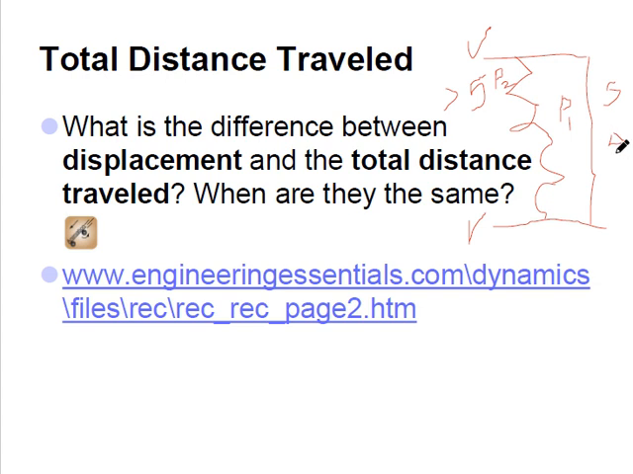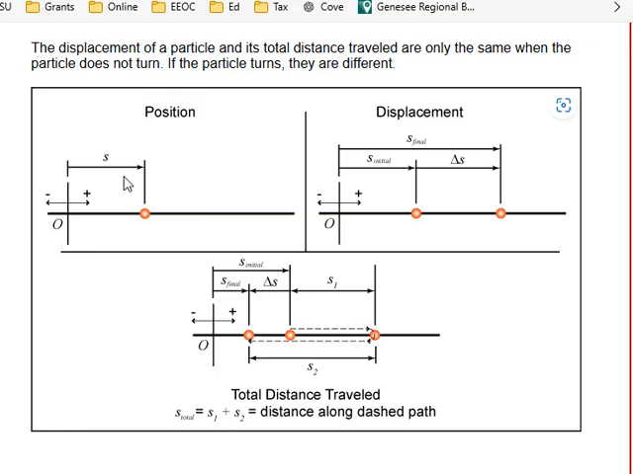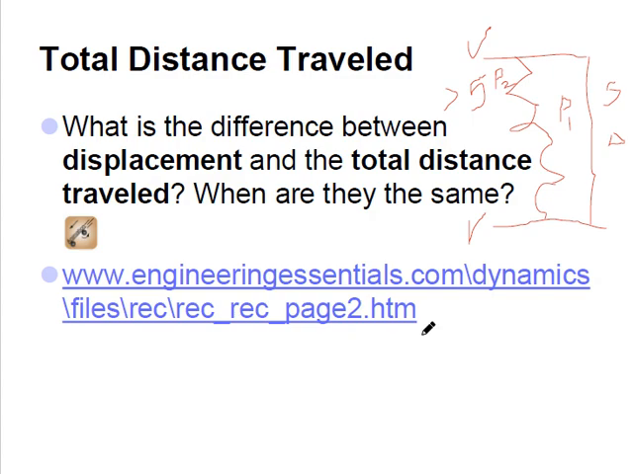Okay, and if you're just looking at the change, initial position and the final position, it doesn't include the path. If you include the path, that's your total distance traveled. So the displacement of a particle and its total distance traveled are only the same when the particle does not turn. So say in our former diagram, it turns a second time, third time, fourth, fifth, sixth, seventh, eighth, and ninth. No turn, straight down.